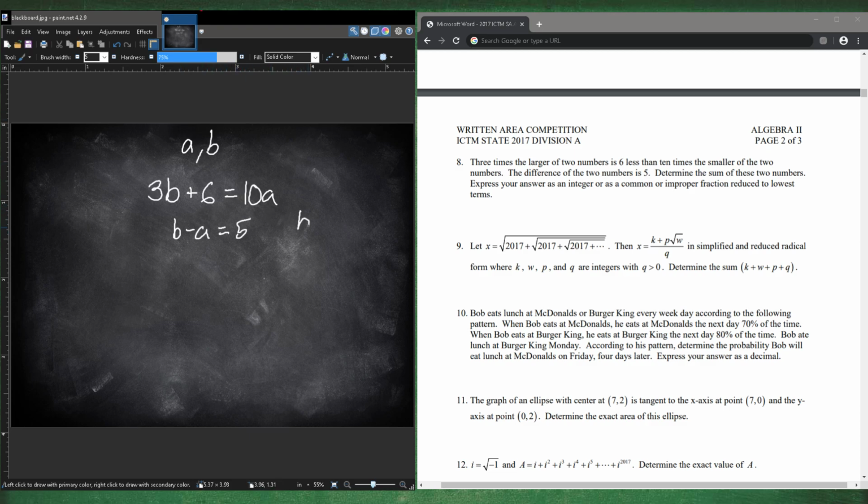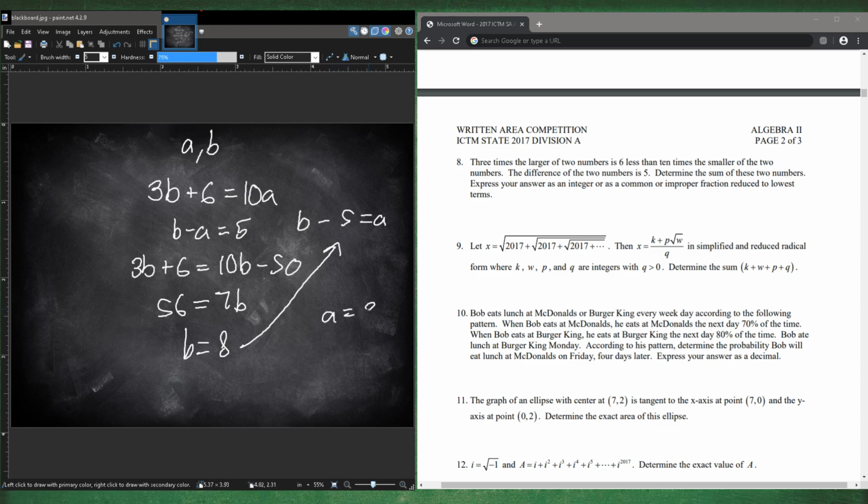So rewriting that, that's good. b equals 5. b minus 5 is equal to a. So you can substitute a in here, so that's 3b plus 6 is equal to 10b minus 50. So that gives us that 7b is equal to 56. That means b is equal to 8. Plugging it back into here, that means a is equal to 3.